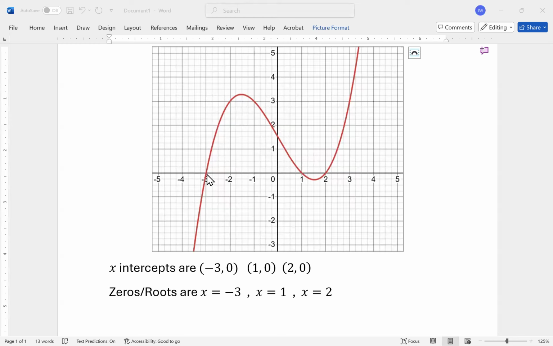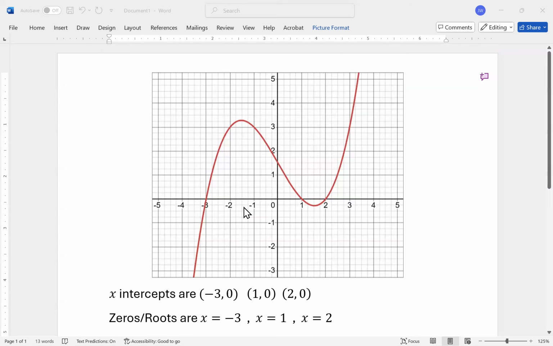Again, x-intercepts at (-3, 0), (1, 0), and (2, 0). And so the zeros of this polynomial, or the roots of this polynomial, are when x is equal to -3, when x is equal to 1, and when x is equal to 2. Now, those are the real zeros, or the real roots. There also may be some complex zeros or complex roots for this polynomial function that we don't see by just looking at the graph.